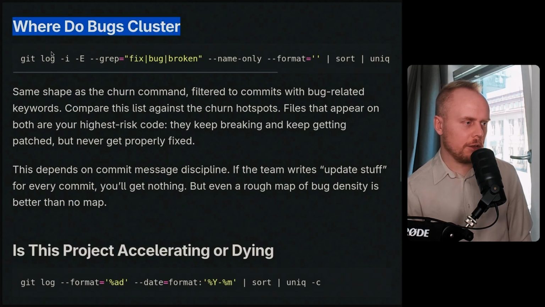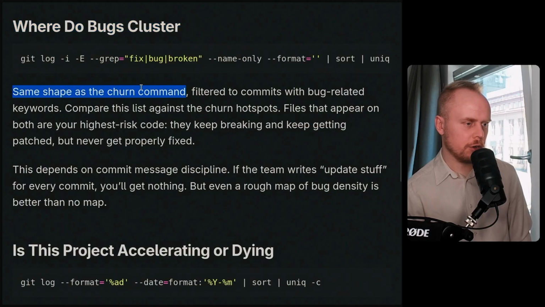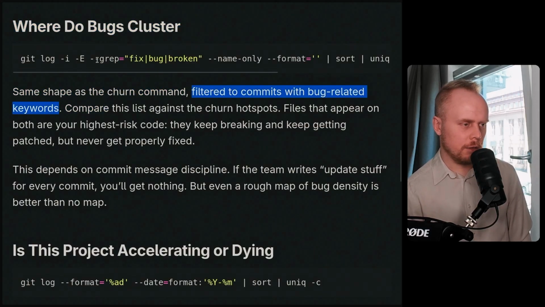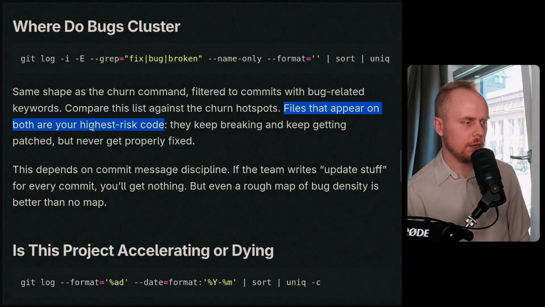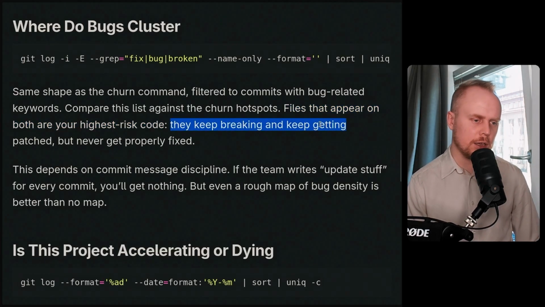Where do bugs cluster? You have a long command for that as well. Same shape as the churn command, filtered to commits with bug-related keywords. So yeah, he greps here. Compare this list against the churn hotspots. Files that appear on both are your highest risk code. They keep breaking and keep getting patched, but never get properly fixed.